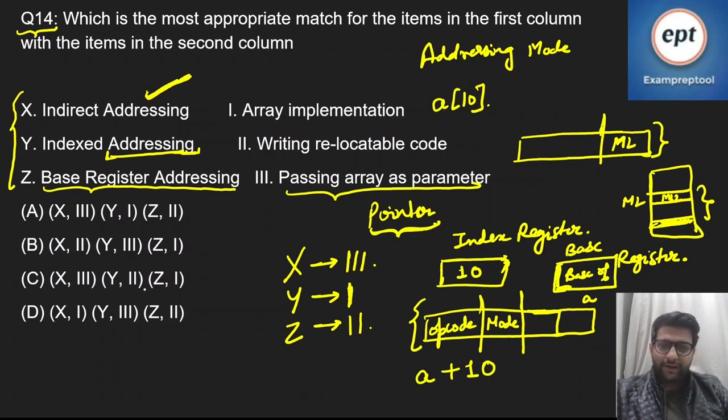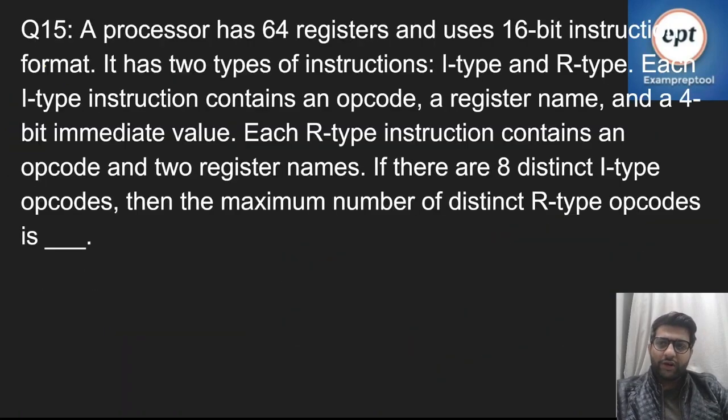So the answer will be X3, Y1, Z2. So that will be option A, right? I got a little confused here about whether it supported this, but this does not support it, as I've already explained in one of the previous questions, right? So let's move to question number 15.